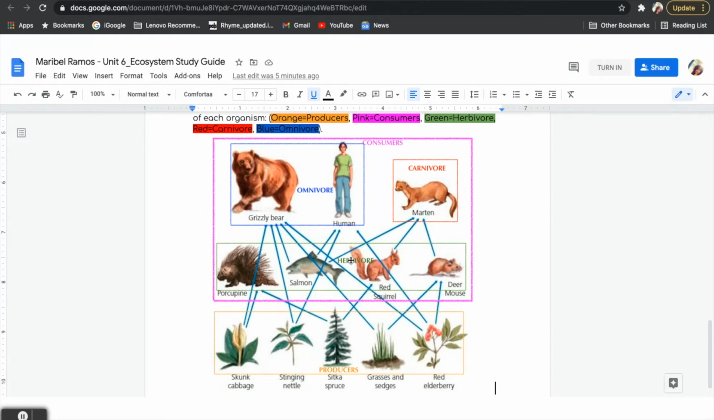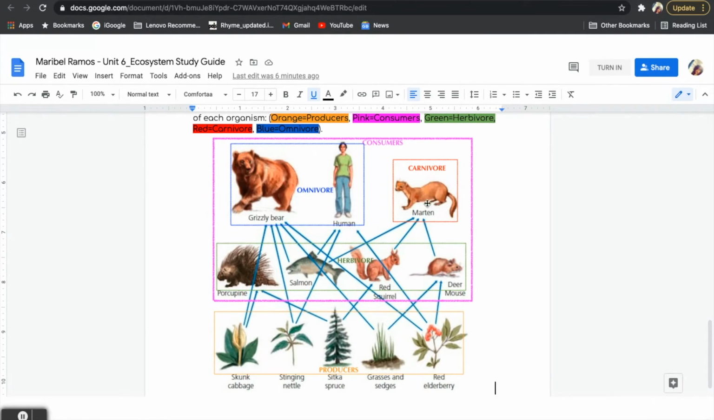And then we also have omnivores. On Edpuzzle, can you name an example of an omnivore? Thank you. If you said grizzly bear or humans, that is correct. Grizzly bears and humans are examples of omnivores. For example, our grizzly bear also eats skunk cabbage, but it also eats salmon. And same for our human. Our human eats stinging nettle, but it will also eat salmon.